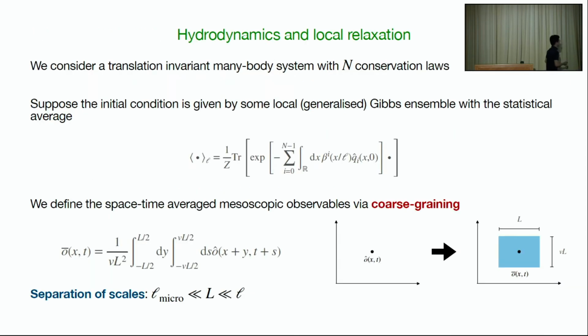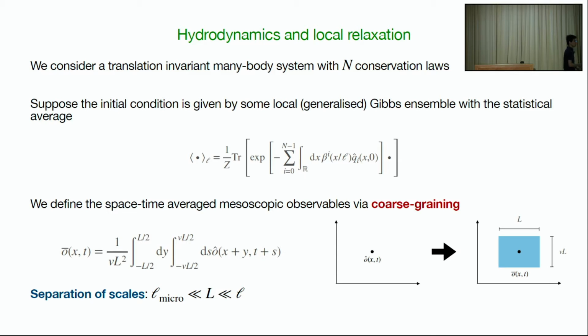Small l is entering in this initial state. It's a scale over which the state is really varying. So if you take l to be infinity, then it's just the homogeneous case. I'm confused about the following. You average on a capital L? No, I average over this initial condition.